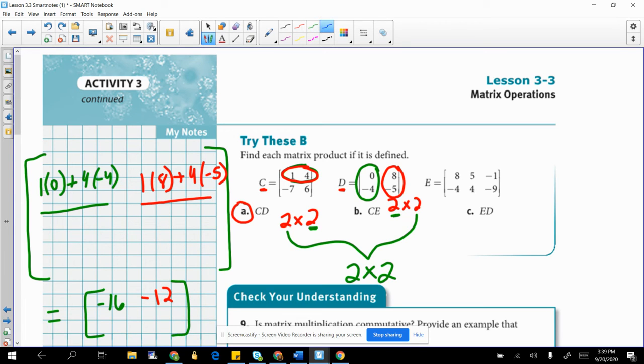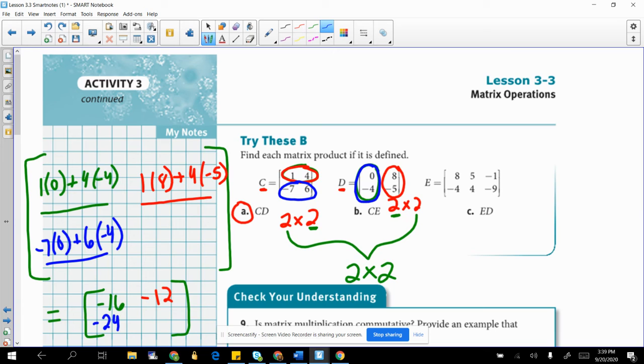All right. Let's go ahead. I'll change colors again. Now we want this spot. So now we're in our second row. So we want to use these numbers here. And we're in our first column. So these numbers here. So -7 times 0 plus 6 times -4. So -7 times 0 is 0. 6 times -4 is -24. 0 plus -24 is -24.